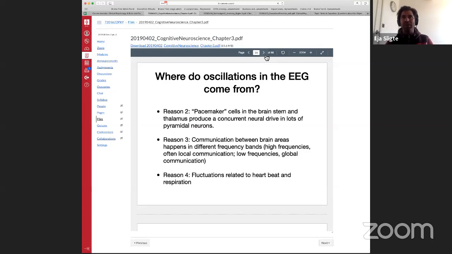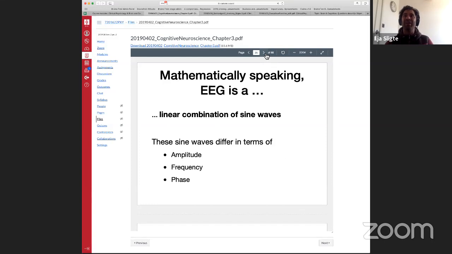And finally, I think a very boring reason: heart and heartbeat related, respiratory system related. If you exhale, then you have less oxygen and you see a dip in oscillations as well. So these are the boring reasons that you see back in the oscillations.